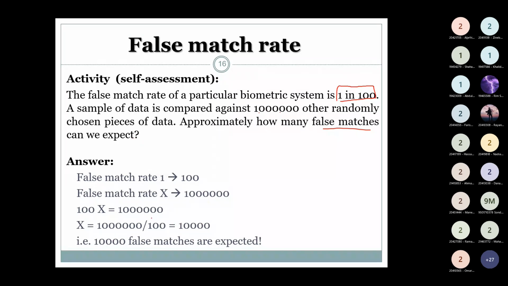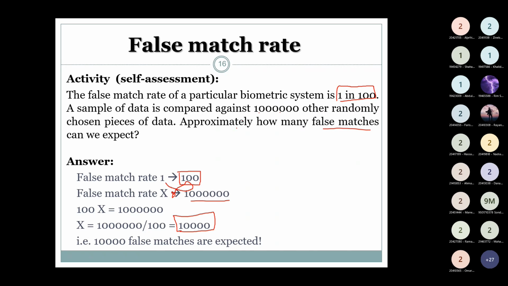So this is the rule of 3. For one, you have 1 error every 100. So you have X errors every 1 million. So this X will be 1 multiplied by 1 million divided by 100. So 100 X is equal to 1 million. So X is equal to 1 million divided by 100, which is 10,000. So it is too big a number. It is a very big number of errors.